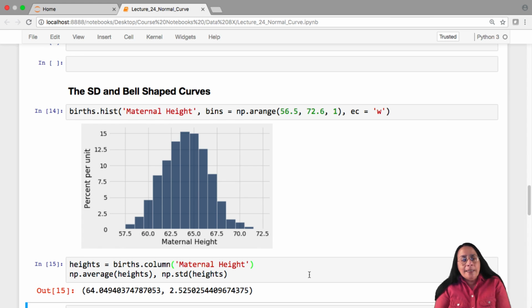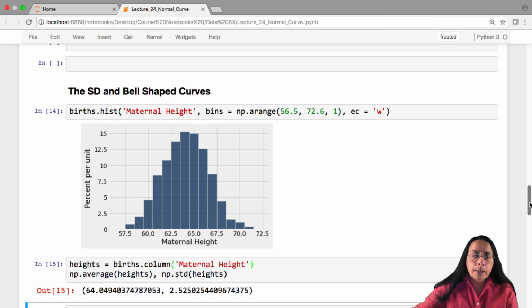Being able to see the SD this way, the normal curve is one of the very few distributions where you can do it. You sometimes can see it on very basic distributions that have only 2 values. It's a lot harder to see for any other distribution, but you can see it on a normal. And I've been using the term normal equivalently as bell-shaped. We'll explain the terminology in a minute.